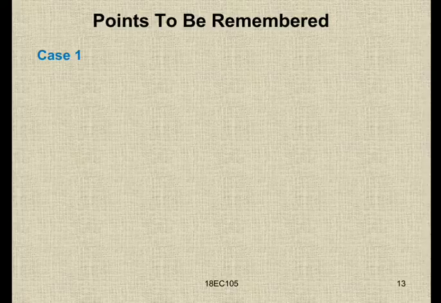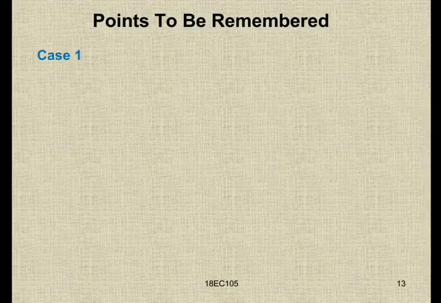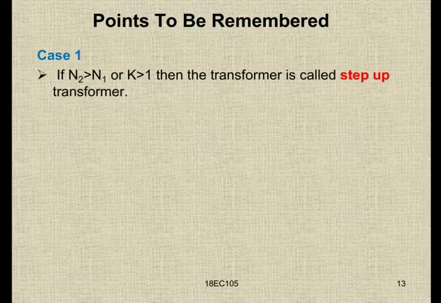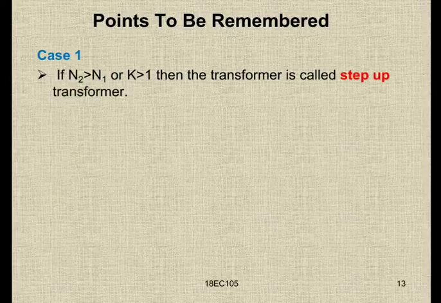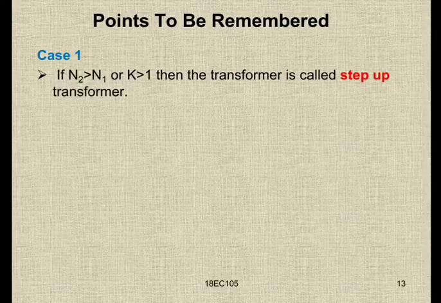Further, the points to be remembered here, from the equation we have derived for the transformation ratio of voltage in a transformer. Case 1 is if N2 is greater than N1, that means the number of turns in the secondary is greater than the number of turns in the primary. That means the constant K, or the turns ratio of the transformer, is greater than 1. Then it is called a step up transformer.